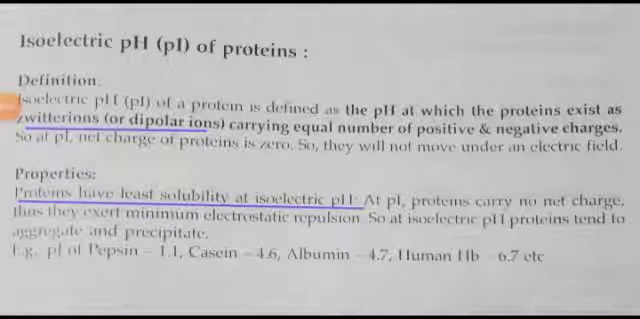In the previous session, we discussed protein structure and the denaturation process. In this session, we are going to discuss the isoelectric pH of proteins. Definition: isoelectric pH, which is designated as pI of a protein, is defined as the pH at which the protein exists as zwitter ions. Zwitter ions are dipolar ions, meaning they carry an equal number of positive and negative charges.